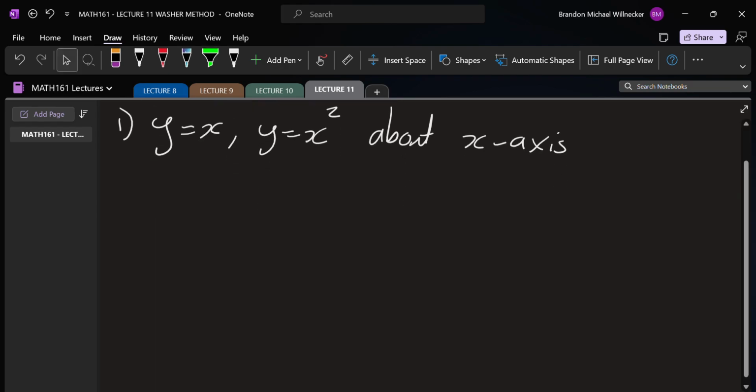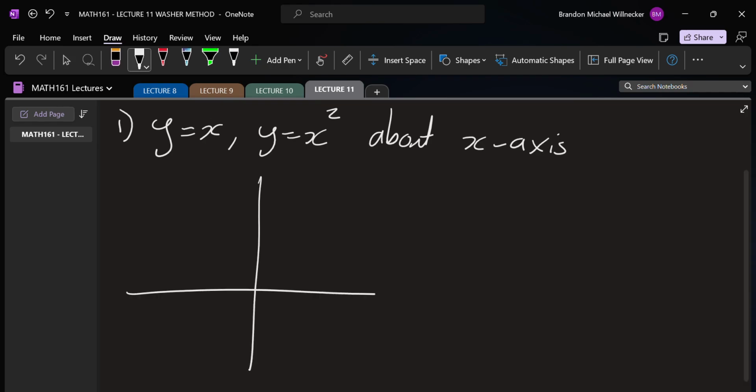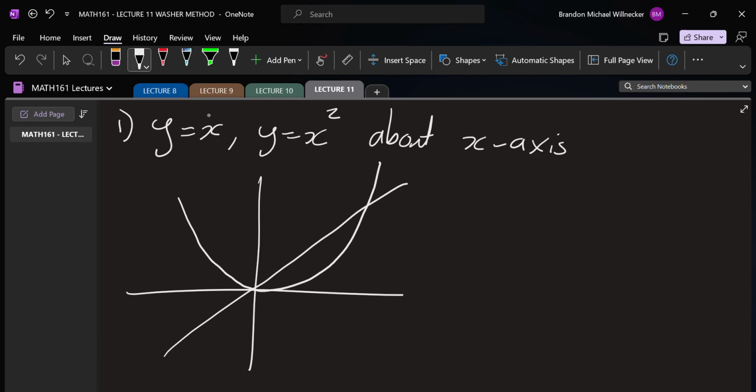So let's sketch this. Okay, so y equals x, that's easy, it's just a line like that. Y equals x squared, that's going to be something like that. And we know that they intersect each other first at the origin, and then second at the point 1, 1. So here we can shade in the region.